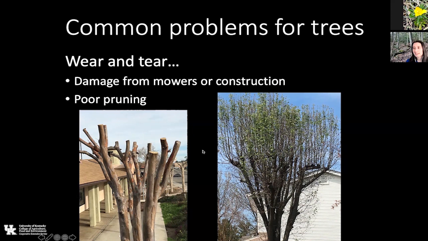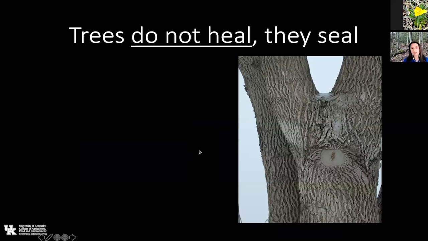So one thing that I wanted to note about that is this concept, and I think this comes up a lot with trees, the idea that trees will heal. Trees don't actually heal. They will never heal. They're not like us. Instead, what they try to do is seal. So you can see right here, this is where a branch had been pruned previously, and it doesn't heal that spot. It's never going to heal it. There's always going to be some dead tissue in there.